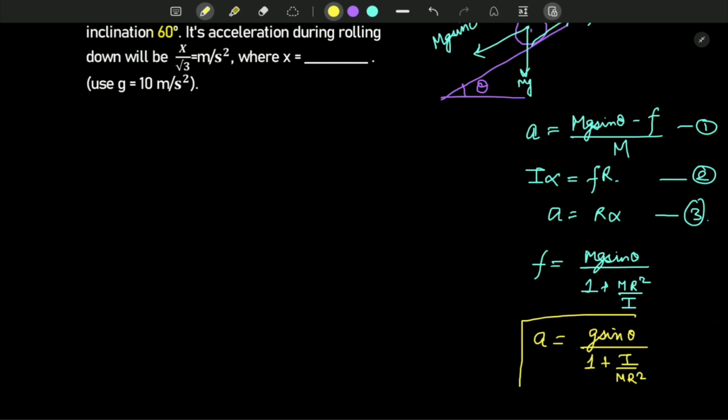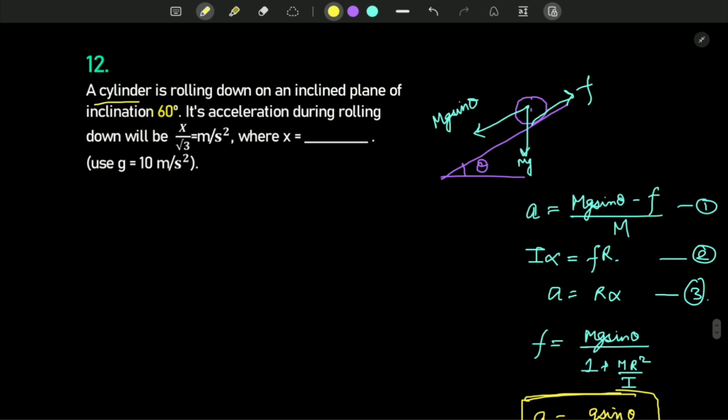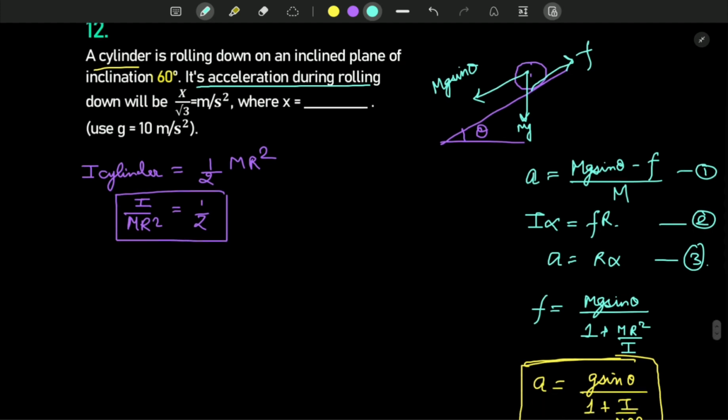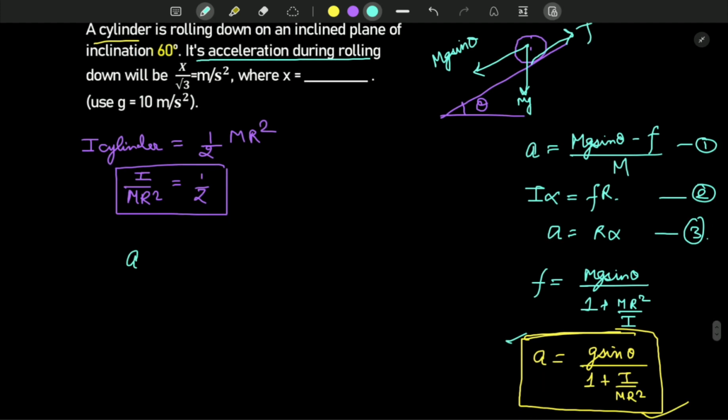Now this is the formula, I think everyone knows it. I just derived it for you. This is the formula you should know. Now in the question we are given that it is a cylinder. For a cylinder, I cylinder is equal to 1 by 2 mr square. So I will get I by mr square equal to 1 by 2. Now I need to find the acceleration during rolling, so I will use this formula directly over here. a equals g sin theta divided by 1 plus I by mr square.